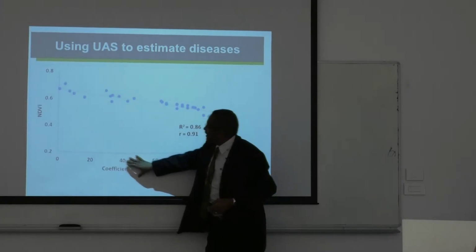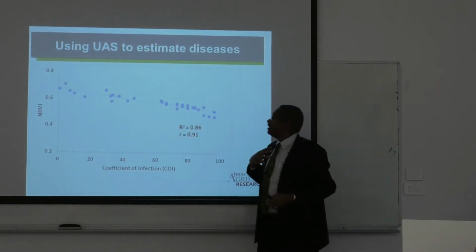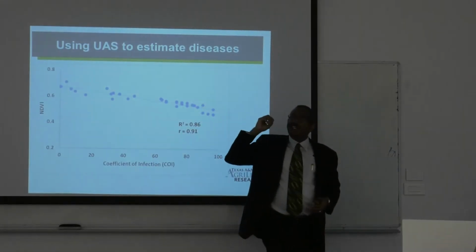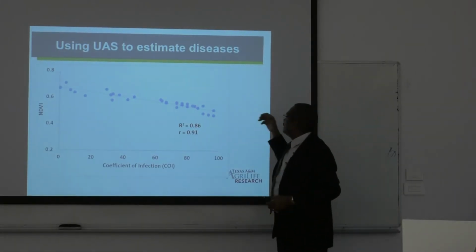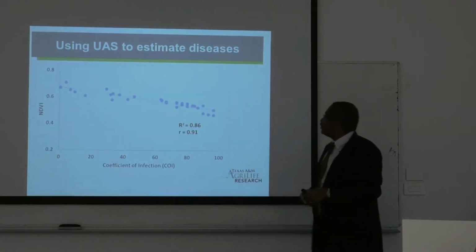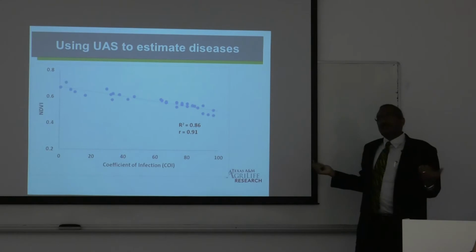Here on the x-axis, that's my visual data. On the y-axis, the NDVI reading from the slant range camera. And we have an R square of 0.86, which is a correlation of 0.91, which is a good correlation. So what does this mean to me?